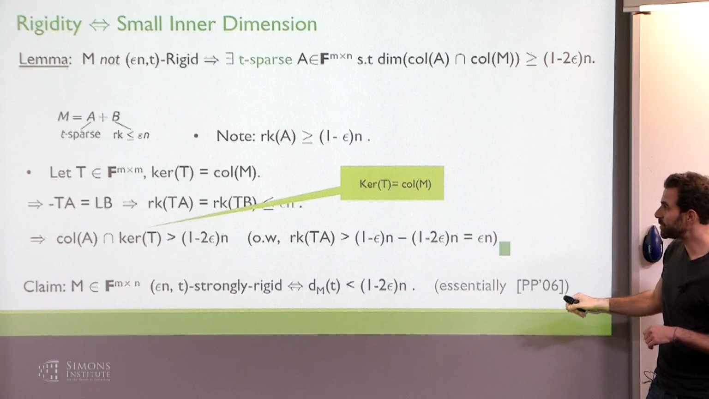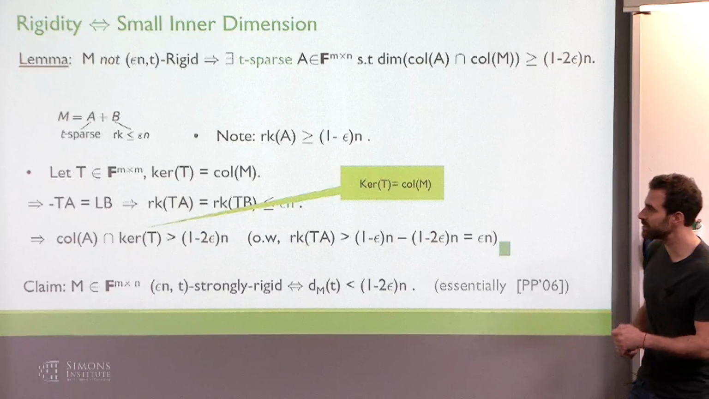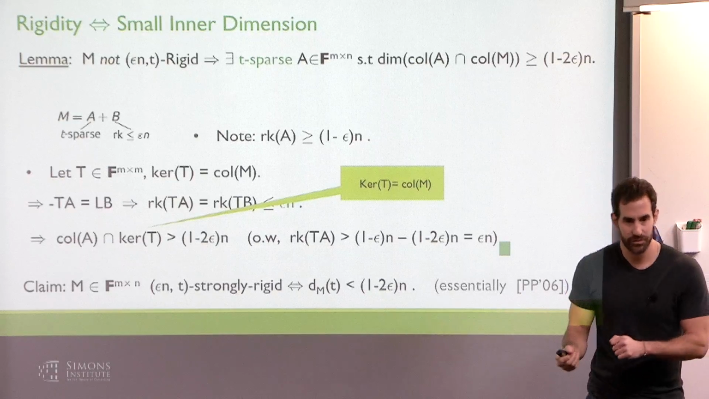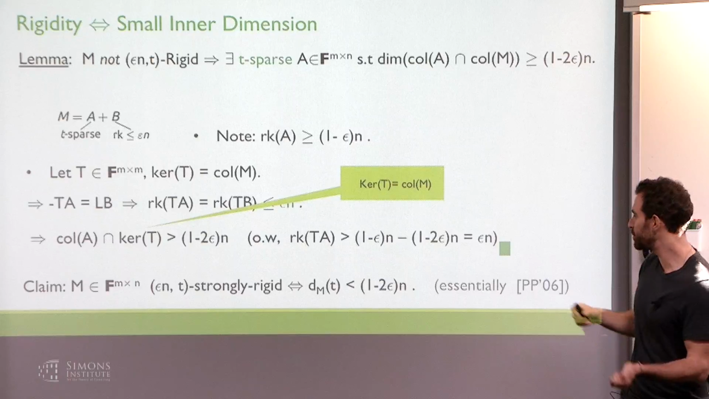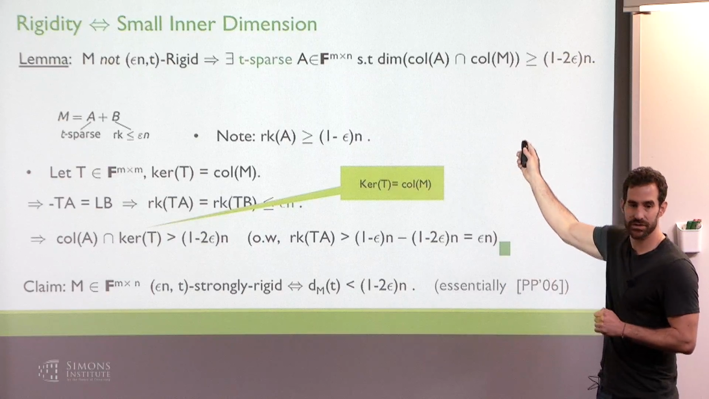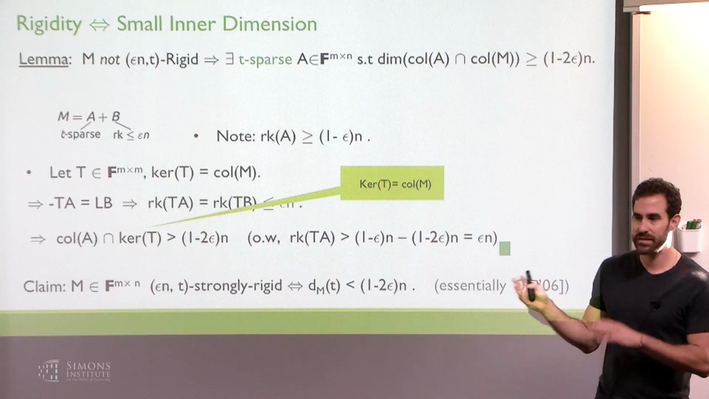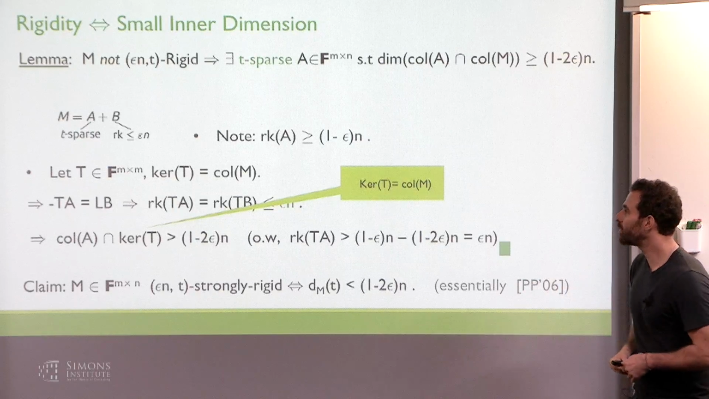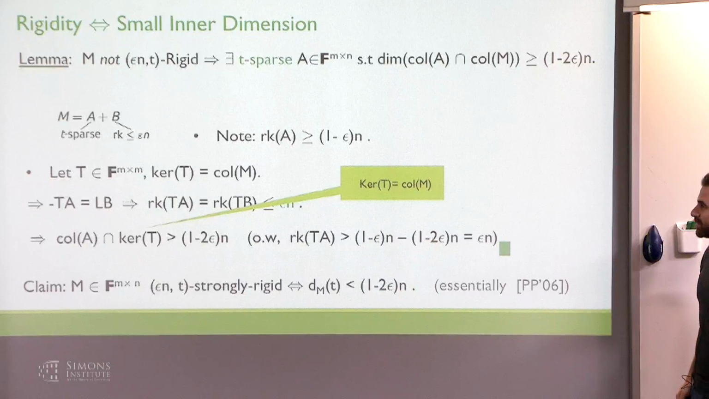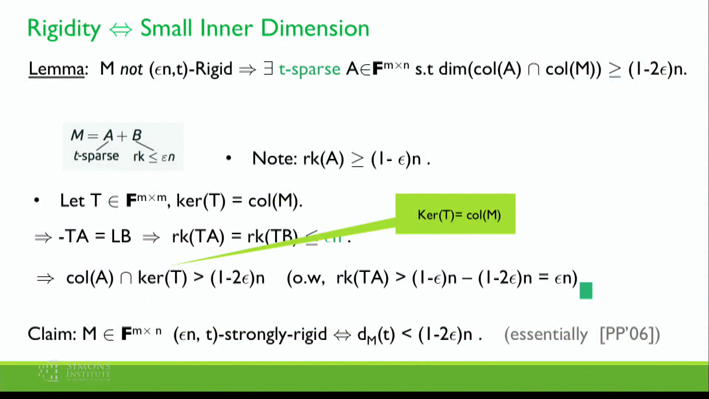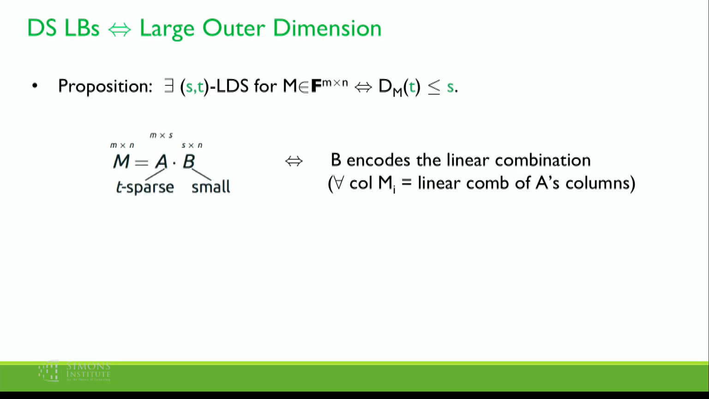I should say that Paturi and Pudlak already essentially defined a subtly different notion of inner and outer dimension, and they proved the non-trivial direction in a somewhat different argument. It was hidden in some Russian journal paper they wrote. It's actually slightly different, but they already essentially observed that. All right.